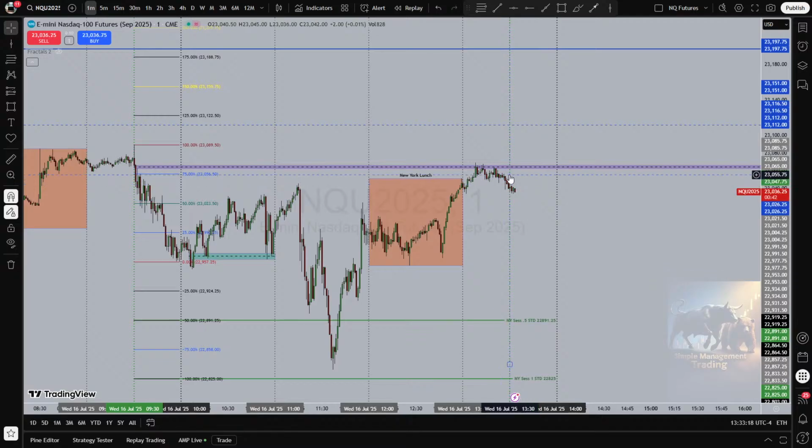But right now there's a possibility for a nice scalp up until 2316.75.